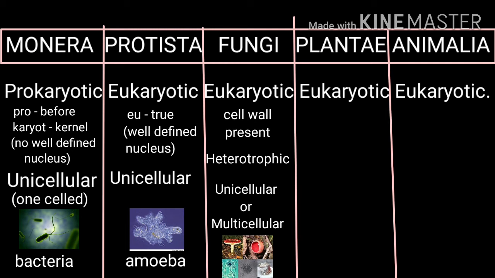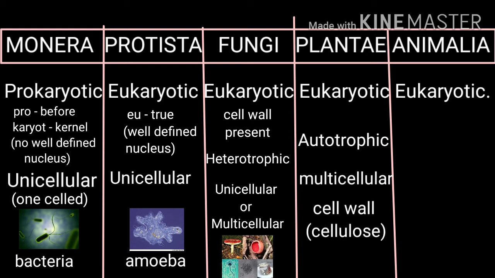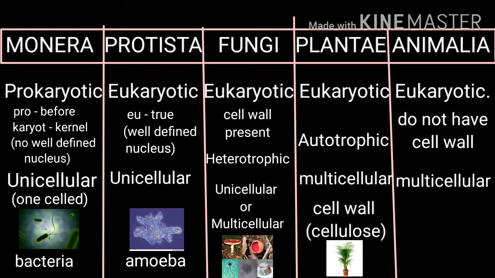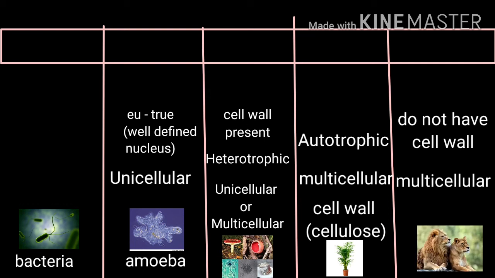And the organisms which are autotrophic, meaning they are capable of making their own food, and which also have a cell wall made up of cellulose, come under the kingdom Plantae. And the next, that is the fifth one, the organisms which do not have a cell wall come under the fifth group, that is the kingdom Animalia. These kingdoms have their subgroups also.